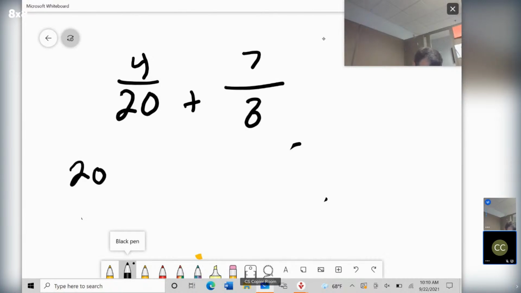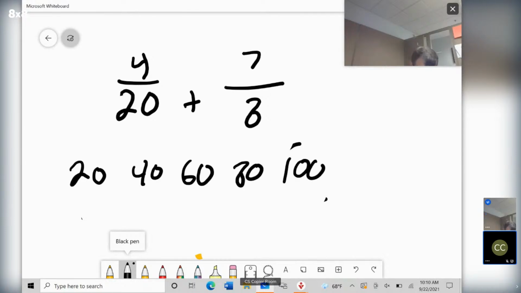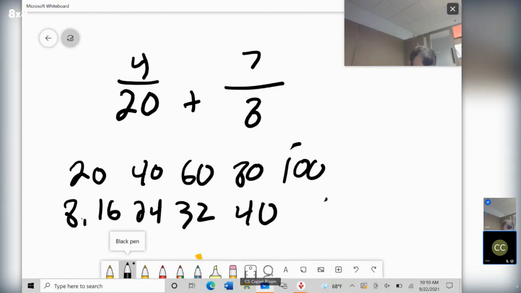So you could do the 20, 40, 60, 80, and we'll take it out to 100. And then you could do 8, 16, 24, 32, 40, and you realize, okay, 40 is the least common multiple because I see it in both these, there and there. So there's a couple different options you guys can use when we have an unlike denominator.